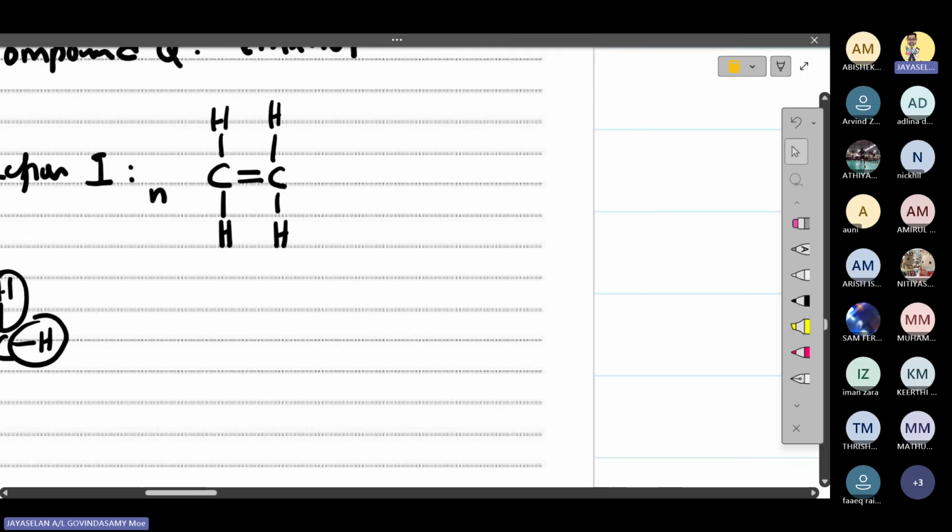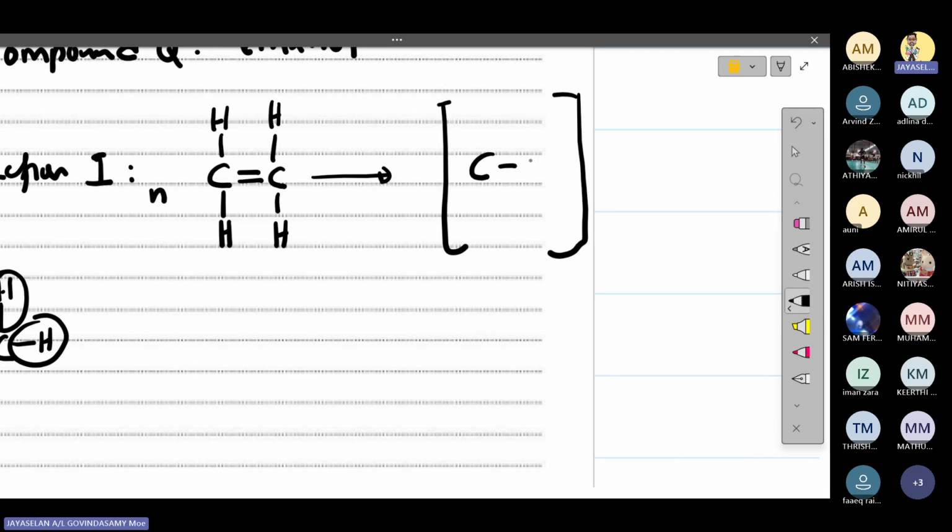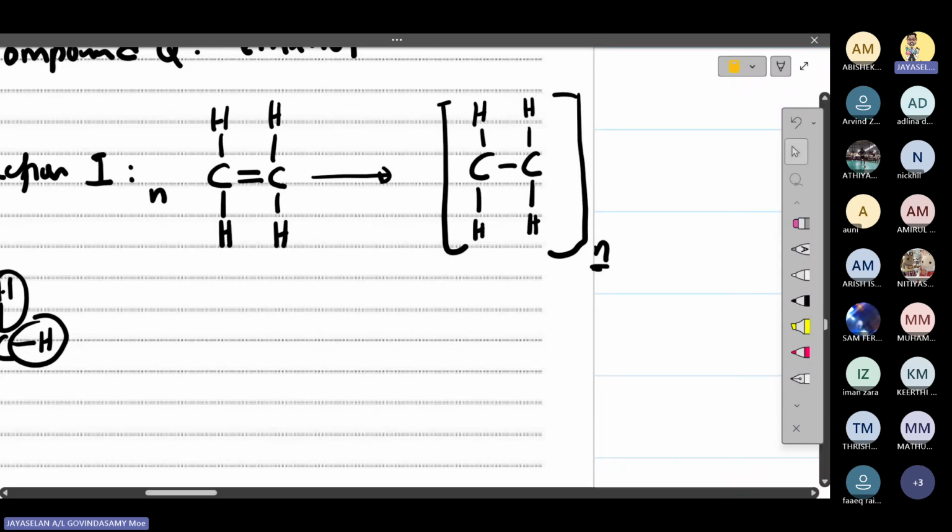You must get until here only. The rest is easy. After that, you do what? Open bracket, close bracket. Write down everything, but the double bond breaks into a single bond. Everything else is exactly the same as this. Then you put the N here. You must put it. Then the last part, you draw one wave like this. You take your 2 marks.